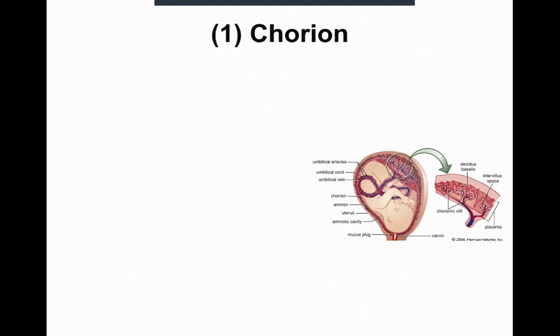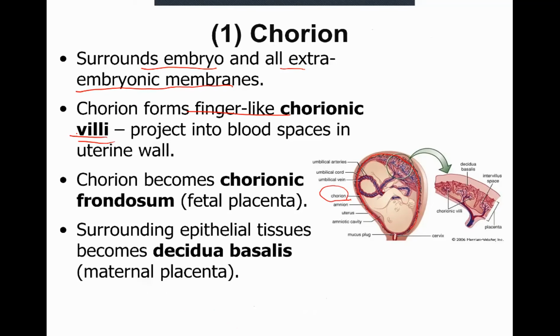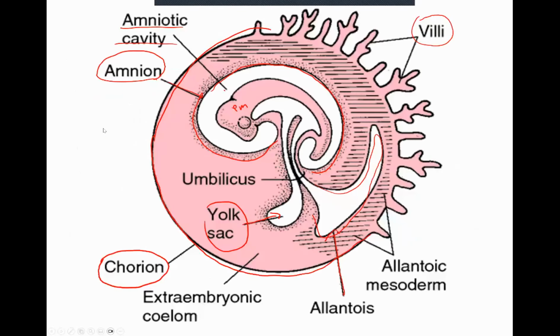First, chorion. Chorion surrounds the embryo and all the extra embryonic membranes. Meaning to say, chorion is the outermost layer, because it covers the embryo and all the other extra embryonic membranes. So this is chorion. Chorion forms finger-like projections known as chorionic villi. So these are the villi that you see. This is what we call chorionic villi.